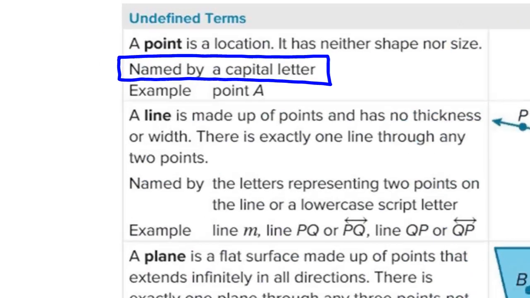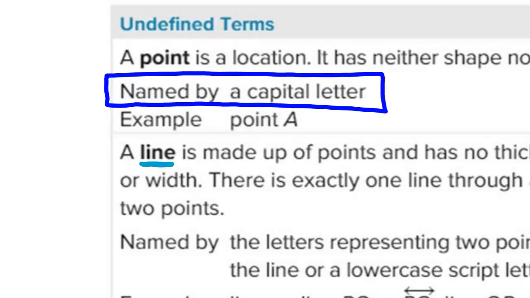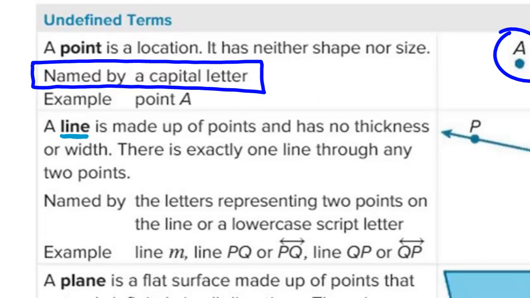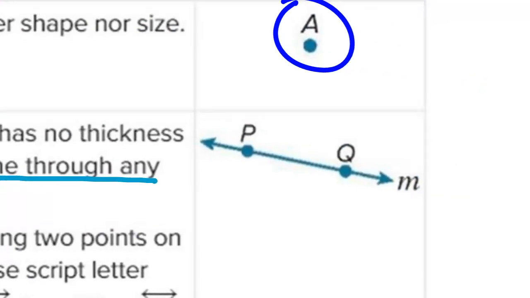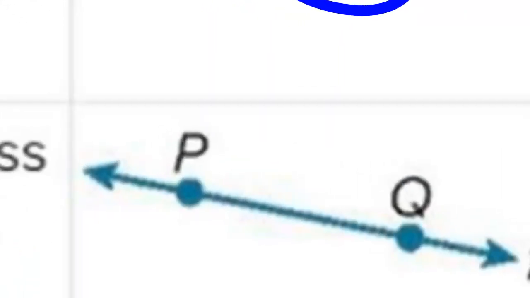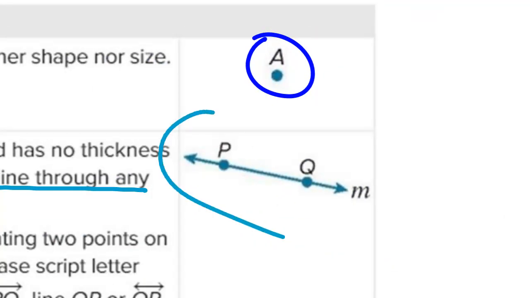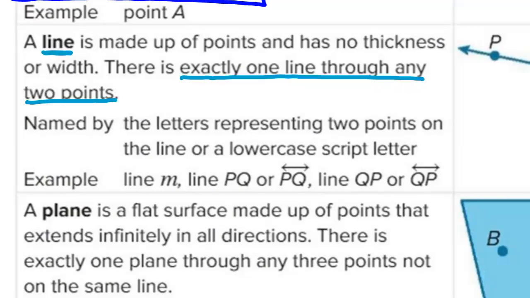A line is made up of points, has no thickness and no width. There is exactly one line through any 2 points. Does that mean that there can only be 2 points on a line? No. Our lines can have an infinite number of points on them. If you look at this line that is drawn right here, they show 2 of the points. They show points P and Q. And then they talk about how to name that line with those 2 points.